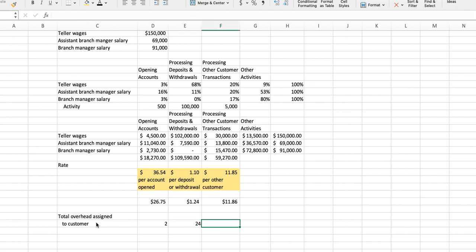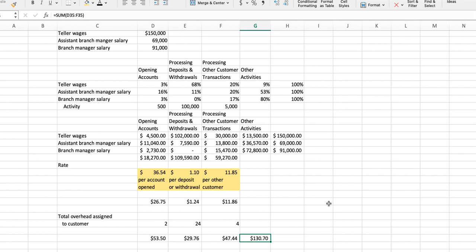And so let's say that this particular customer, I'm just going to put two customer, opened 2 accounts, made 24 deposits and withdrawals, and had 4 other transactions. So what we would do is simply take our rate times the number of activities that particular customer had. Same thing here. And what we have done is assigned part of our overhead to this customer. So this customer cost us in overhead $130.70.